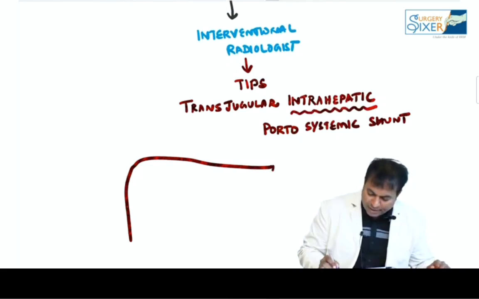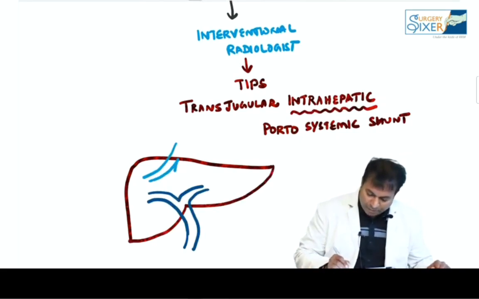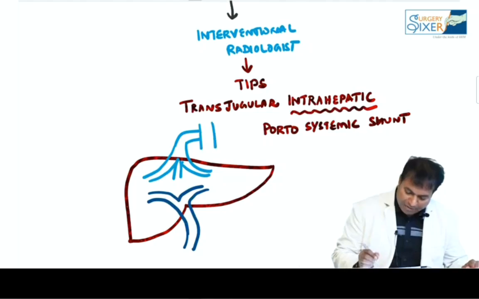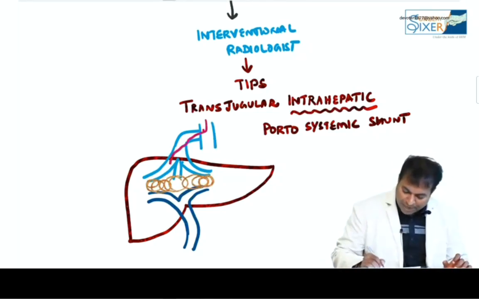What they will do is, see, this is a liver. Let us assume this is the liver, this is the right portal vein, this is the left portal vein, and this is the right hepatic vein, middle hepatic vein, left hepatic vein, going into the IVC. There is cirrhosis inside this liver. Now we are going to pass a stent through this place and keep the stent intrahepatic.